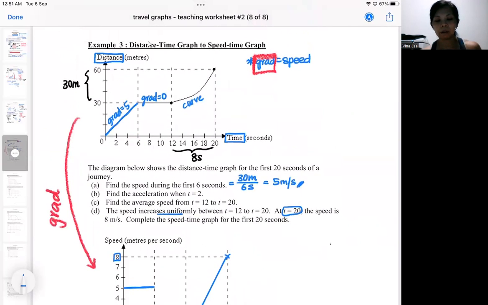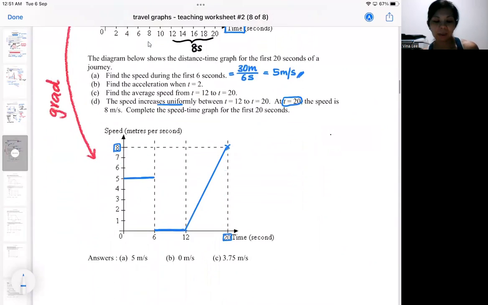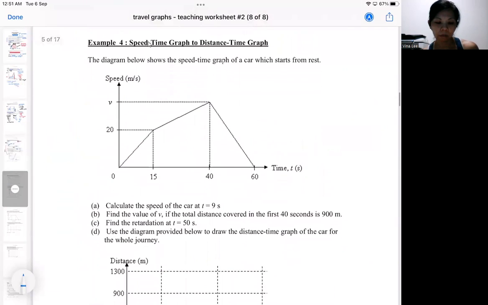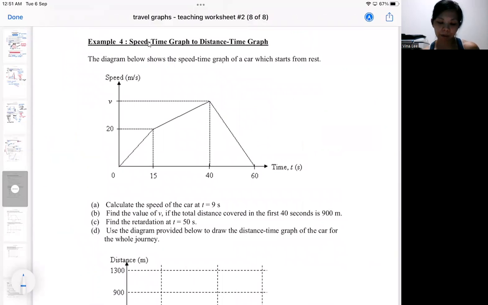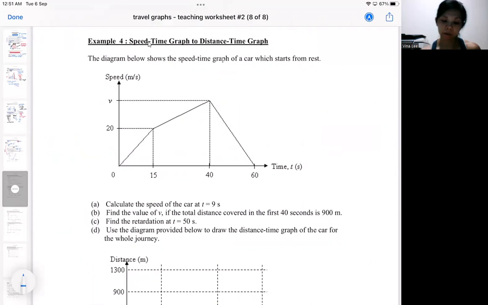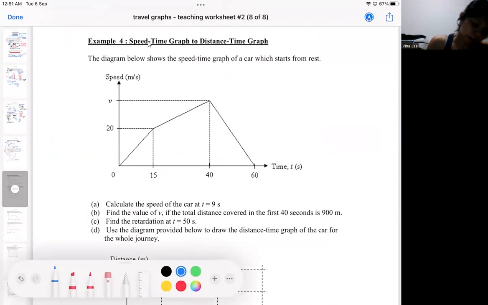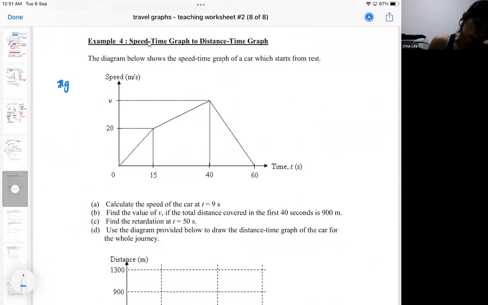Subsequently, I also need to be converting speed to time, the other way around. So in the next example, I'm converting the other way around. Let us try to answer the question first. If you are worried, let's write down the feature first. So the gradient is the acceleration. The area under graph is the distance traveled.